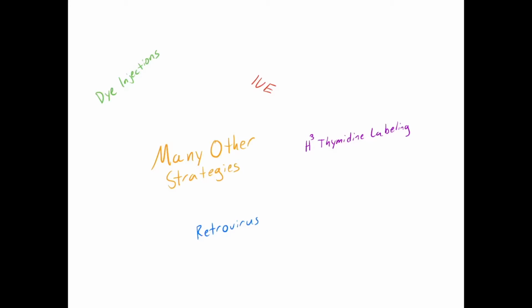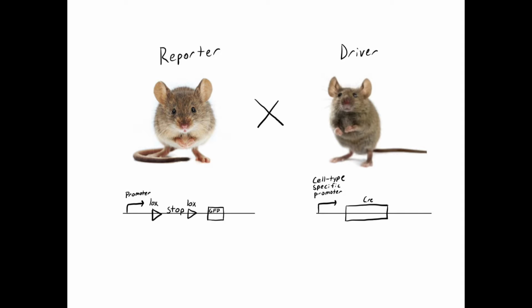Some of these labels become weaker as the cells divide, and others lack the precision required to exclusively label certain cell populations. One solution to these problems is to use transgenic mouse lines, or genetically modified mice that are able to selectively express labels in desired cell populations. Transgenic lines are produced by crossing a reporter mouse with a driver mouse.